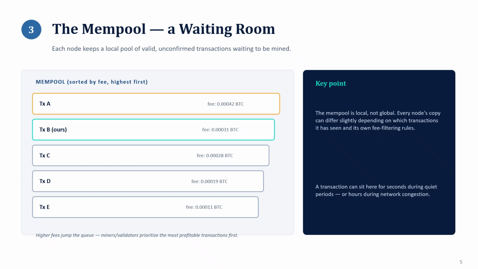Now I'm going to ask you one question. Think of it. If transaction B's sender has set a very low fee, what would happen to it during a busy period? It would sit in the mempool longer, possibly for hours, as higher fee transactions keep jumping ahead of it.